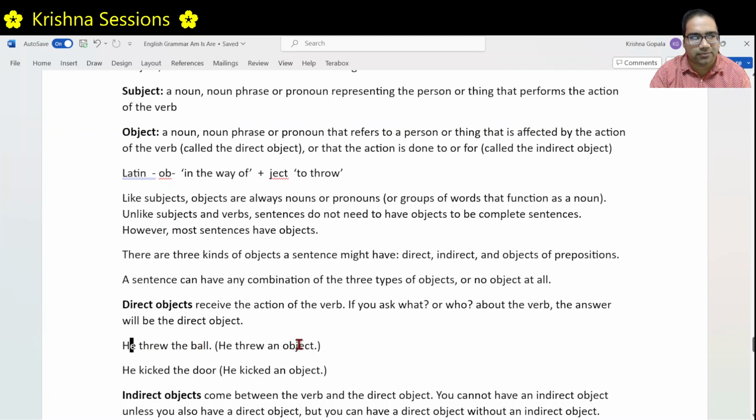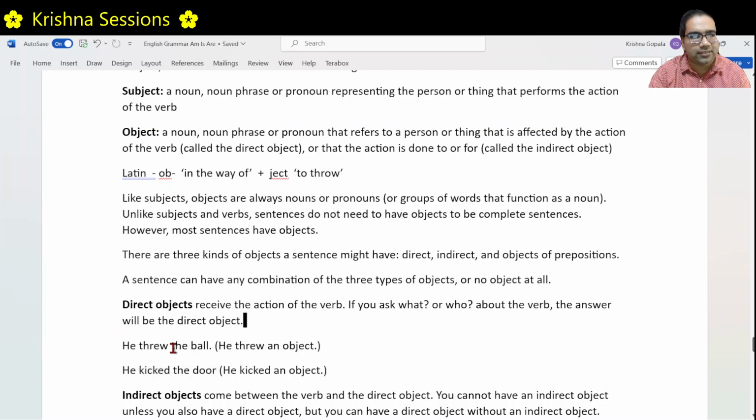This ball is an object. Physically also it is an object. This is called a direct object. The ball is a direct object here. He kicked the door. He kicked what? Kick is the verb. Who has done it? He did it. For example, Rama kicked the door, or John kicked the door. John is the subject. Kicked is the verb. And he kicked an object. What is that object? The object is the door. So now we can understand direct objects are actually real physical objects also.